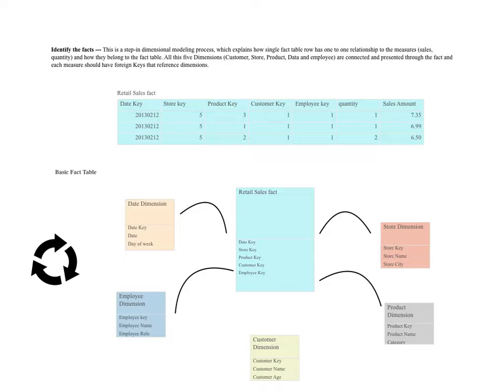Let's talk about the basic fact tables a little bit. The fact table consists of the facts of the business process, and it is at the center of the star schema or snowflake schema, which is surrounded by the dimensional tables. As you see on visualization number 2, in the middle you have a fact table which is surrounded by the dimensional tables.